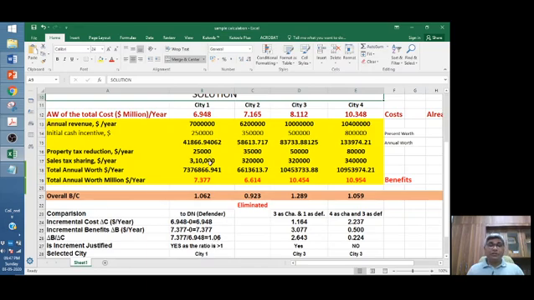So here in this case the challenger is city 1, so we will drop the DN condition and we'll accept city 1 among the DN condition. On the basis of this incremental B by C ratio, we can say yes, the investment in the higher cost project is justified because the incremental B by C ratio is greater than 1. So we will not continue with the defender, rather the challenger will be accepted.